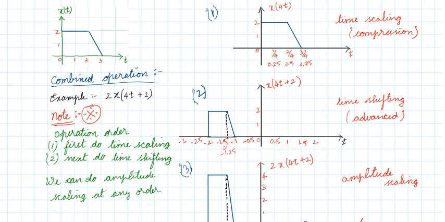Okay, this operation is called time scaling. First we do time scaling, and we have found x of 4t. Next, we have to do shifting. So for x of 4t plus 2, what does plus 2 say? Plus 2 is an advance, and an advance is time shifting. We are going to shift to the left.